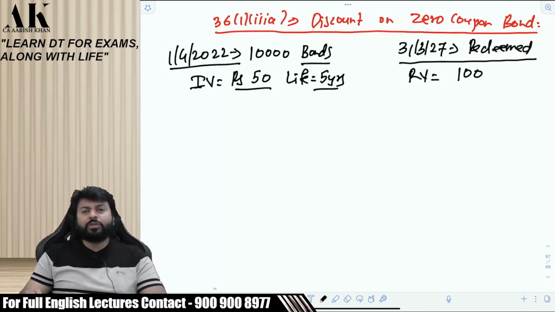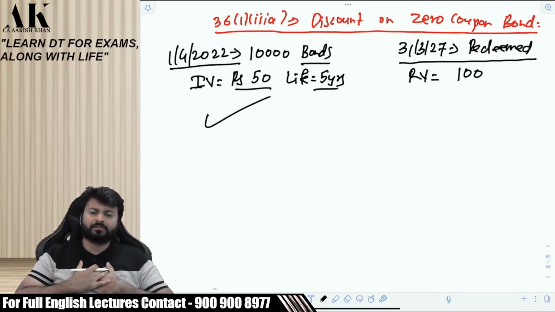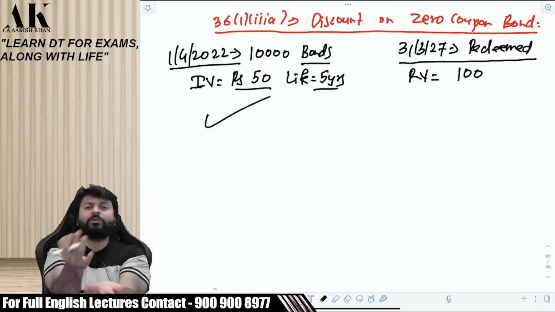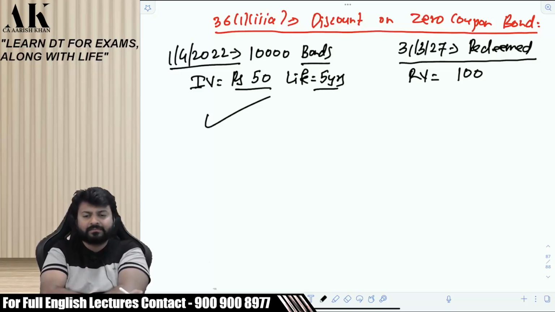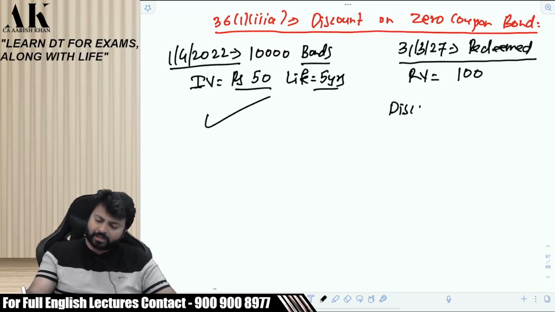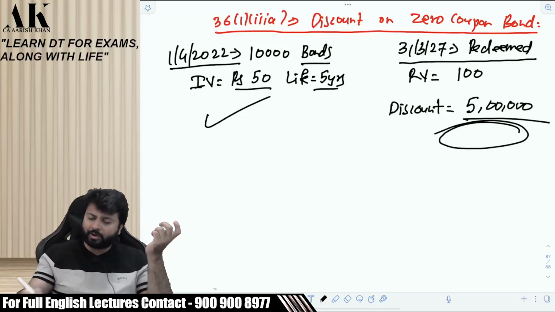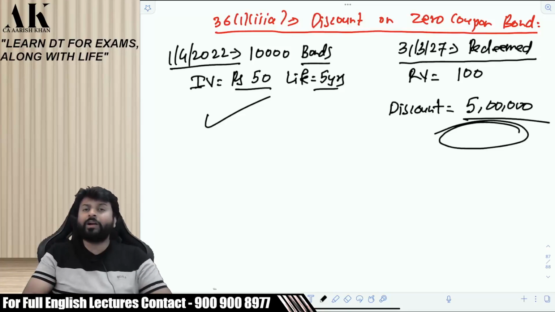Now, how much money will you pay today to the company? 50. So the company will get 5 lakh rupees today. How much money will the company pay you after 5 years? 10 lakhs. So the differential amount is the discount given by the company. That is the cost to the company. So that discount will be allowed as deduction. How much discount is the company giving? 5 lakhs to you. So that will be allowed as deduction. But how? Over the life of the bond. Is everyone clear?